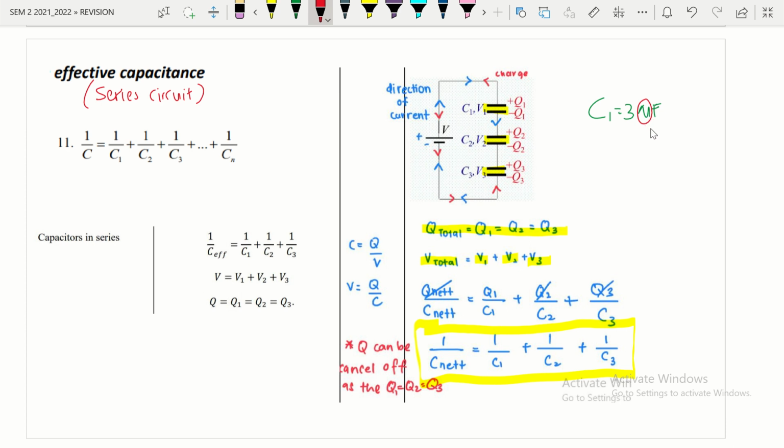So, please remember. So, effective capacitance, apa yang sama? Sama adalah charge dia. Dan apa yang kita tambah? Kita tambah adalah potential difference. Kalau kita nak cari effective capacitance, dia adalah 1 over. So, this is capacitors in series.